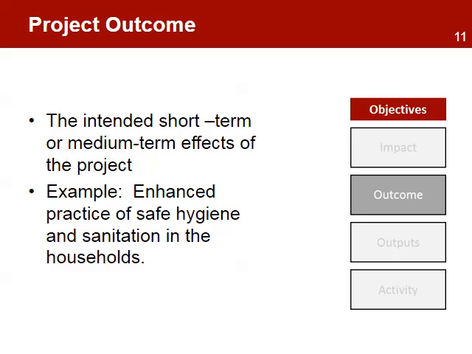At the next level is the project outcome. It describes the changes that come as a result of the project deliverables. Outcomes are not fully within the control of the project. They express the changes in behaviors, knowledge, practice, and attitudes, which are beyond the control of the project. For example, increase in the practice of safe hygiene and sanitation in the households. This outcome is achieved by the beneficiaries who have changed a behavior.